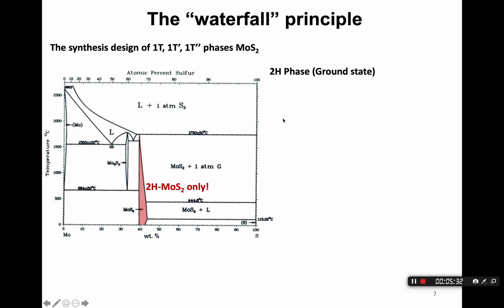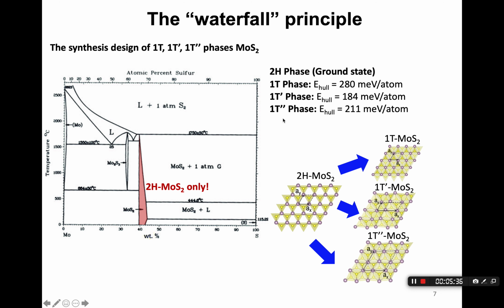These materials actually have several polymorphs, which we call the 1T, 1T prime, and 1T double prime phases. They have very different crystal structures, and very different electronic structures as well. The 2H phase is a semiconductor with a band gap around 1.8 electron volts, while 1T is a very good electrochemical catalyst, for hydrogen evolution, for instance.